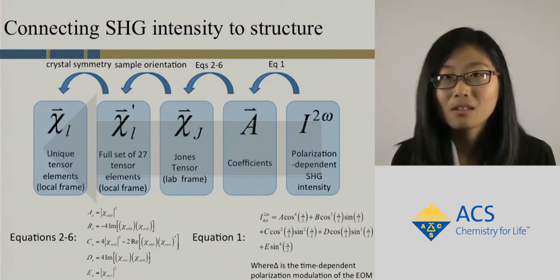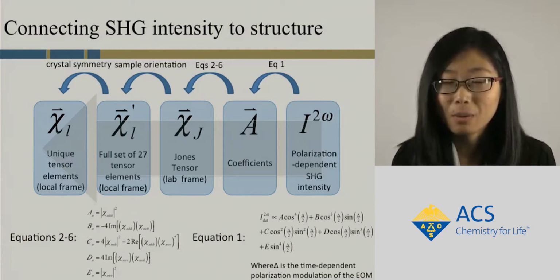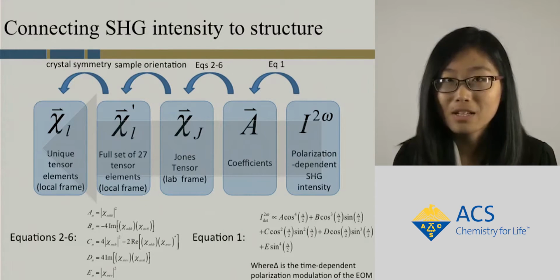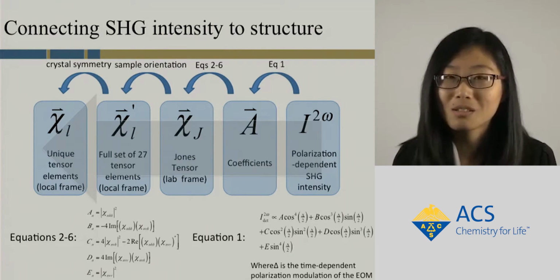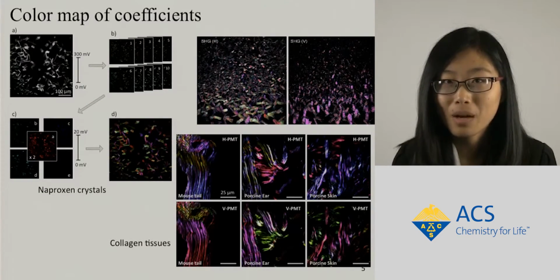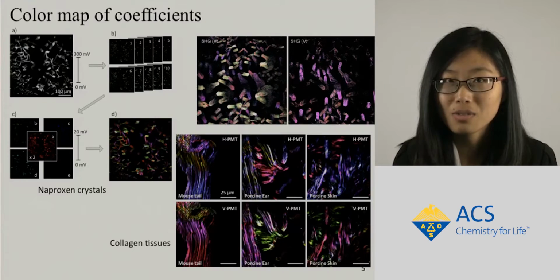Very often, the local reference frame defined by the sample does not line up with the Jones frame. But luckily, with the knowledge of sample orientation, Jones tensors can be converted to local tensors. And last, with the application of crystal symmetry, the total number of unknowns can be reduced from 27 to just a few. Here are some results from naproxen crystal and collagen tissues.